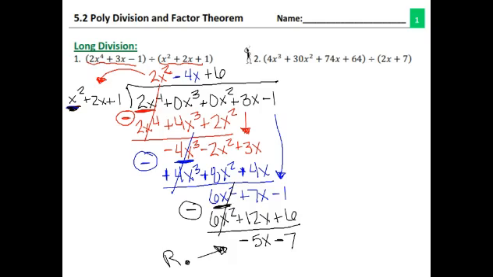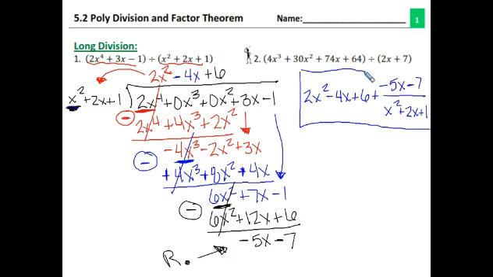So what we can do is actually write our solution. We can write our quotient as a summary statement. Here's our quotient. We had 2x squared minus 4x plus 6. But we need to add our remainder on the end, and the remainder we have is negative 5x minus 7, and it's specifically out of the divisor that we were using, this x squared plus 2x plus 1. So we can say after this long division process, here is our quotient, here is our answer.